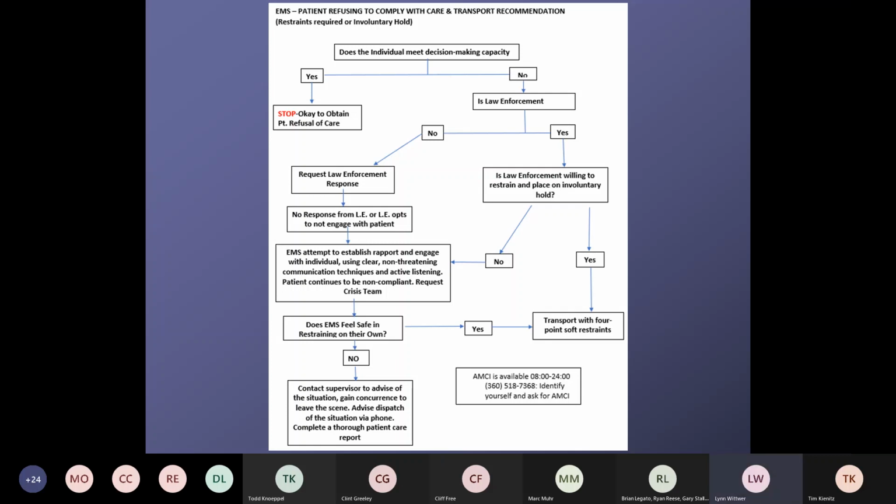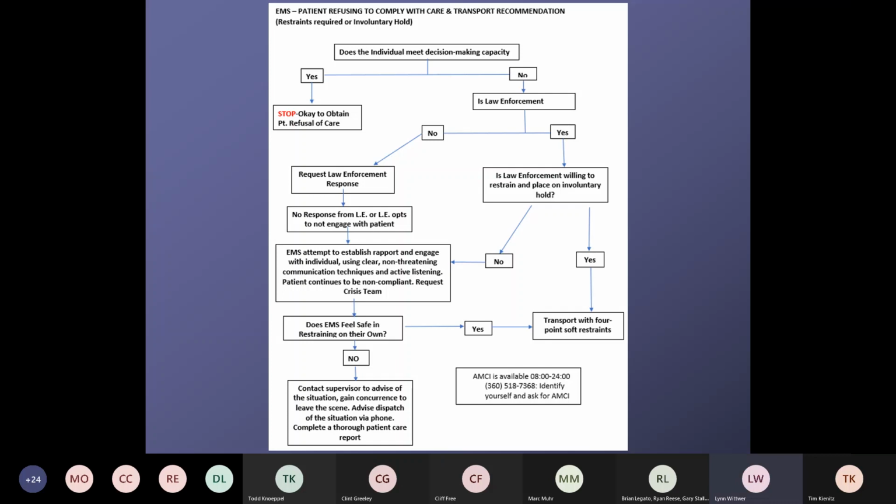If they do not have decision-making capacity, is law enforcement present? Should be present there. I said no. Or if yes, then is law enforcement willing to restrain and place an involuntary hold? Yes, and transport with 4-point restraints and appropriate medication if required. Then, if law enforcement is not willing to place an involuntary hold, then you go into this other one.